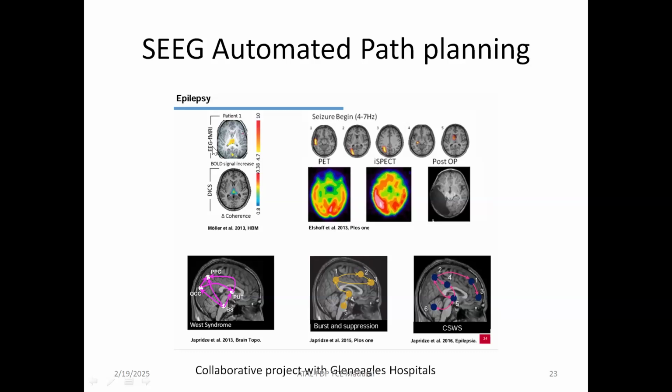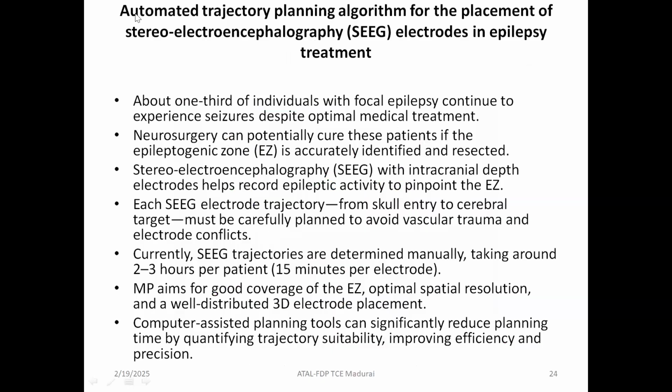This input, along with the EEG they are providing, and now with the help of deep learning models, we have to train on all possibilities of the images, and carefully define that path by means of XAI. This is called an automated trajectory planning algorithm for the placement of SEEG, stereo electroencephalography electrodes, in epilepsy treatment.